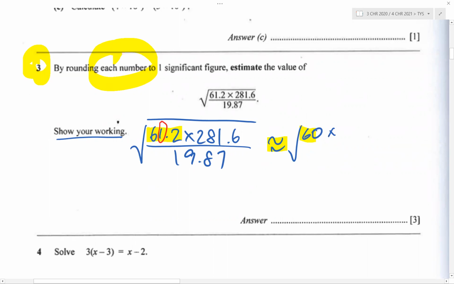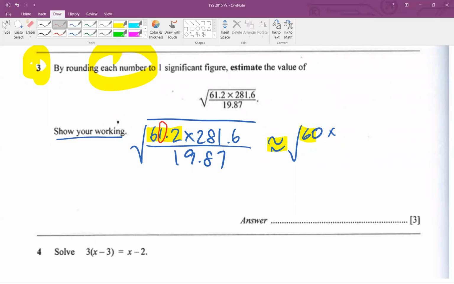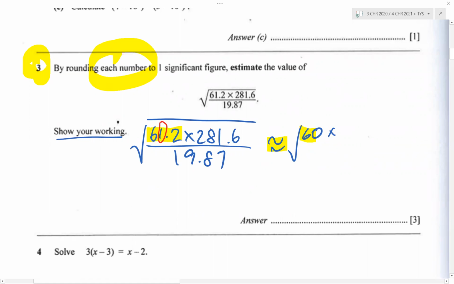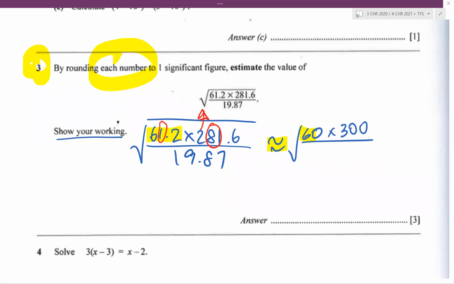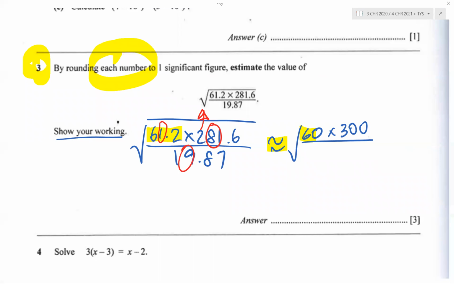Let's move on to the next number. Circle the second SF. What is the second SF? Zihui, what's the second SF? 8, yes. Since we are circling the 8, we draw an up arrow and it becomes 300, yes. Over. Circle the second SF. 9. And we get 20. So this you can use your calculator. Square root 900. That's just 30.